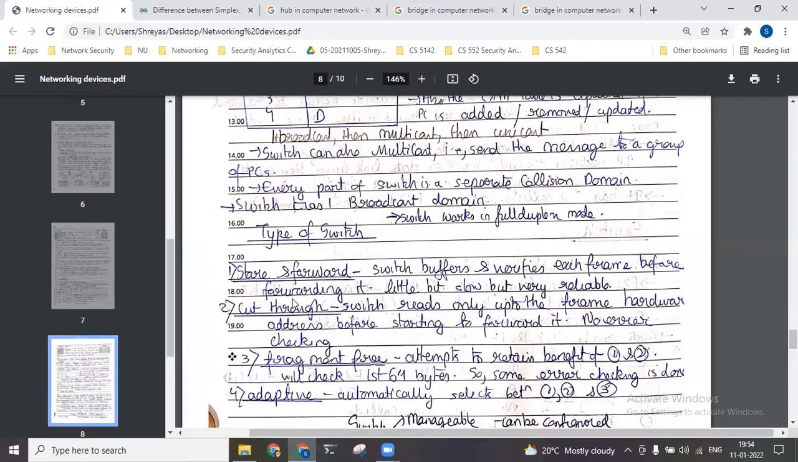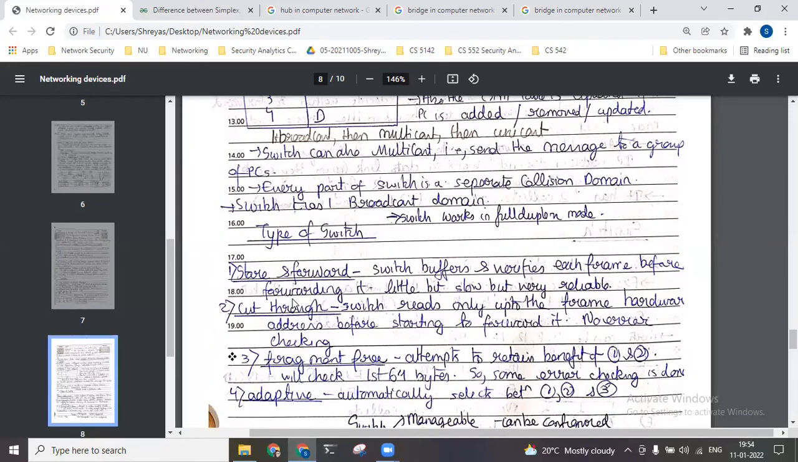Okay. Second is cut through. The information comes and it will just read the bare minimum, where you want to go. Okay, just go. It won't check anything else. There will not be any error checking or any other type of checking in case of a cut through switch. It is very fast. Third comes the fragment free, which is somewhere between the first and second. Over here, it will check the first 64 bits, just for some commonly occurring errors, and then it will forward the data packet. Okay, so that is the fragment free switch.